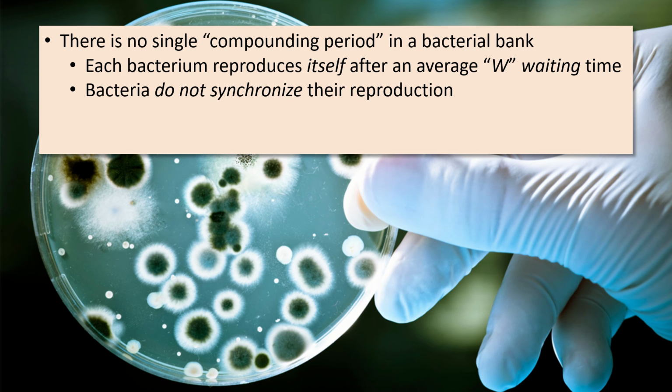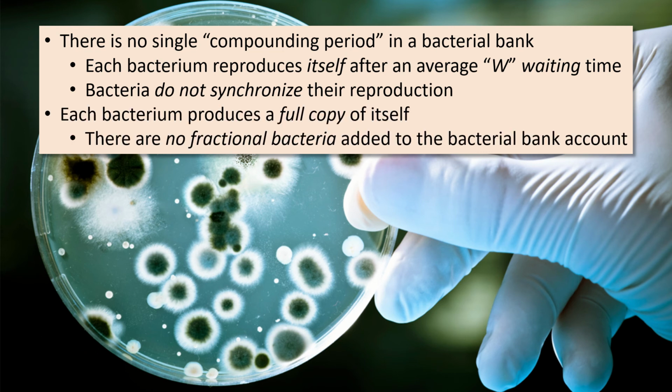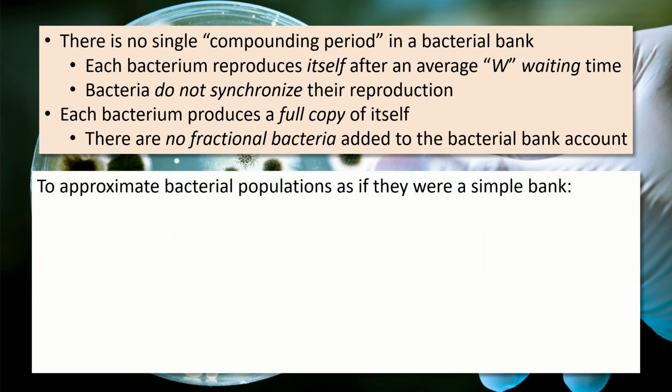Likewise, those bacteria are not synchronously popping out these new copies. Some bacteria are going to pop out a new one, but then they might be totally silent as another bacteria pops out a new one. So they don't have the synchronized compounding like we do in the bank. And then each bacteria produces a full copy of itself. So how do we approximate? How do we model? Remember, models aren't meant to be 100% accurate. They're meant to be useful. So how do we come up with an approximation of bacteria that looks more like a bank account? Because I know how to simulate a bank account.